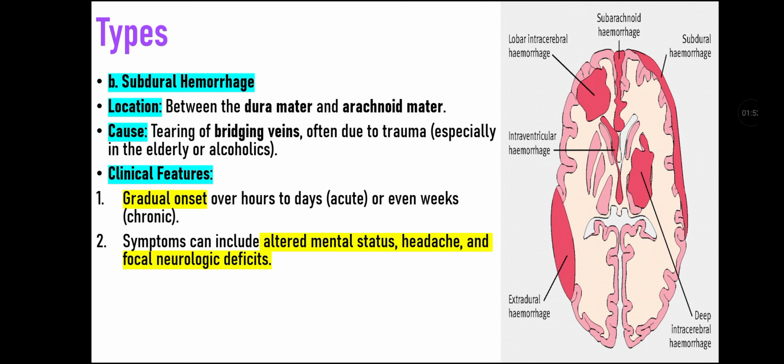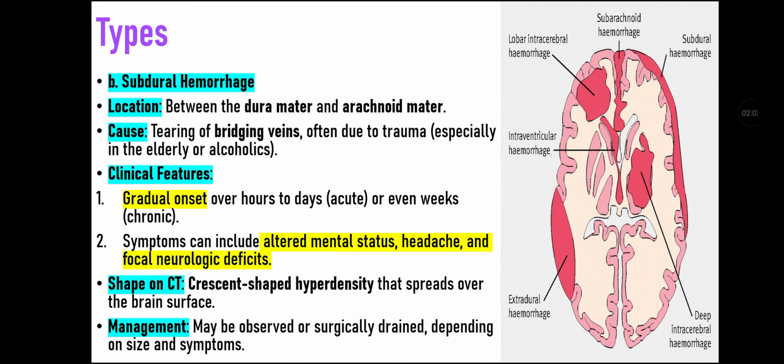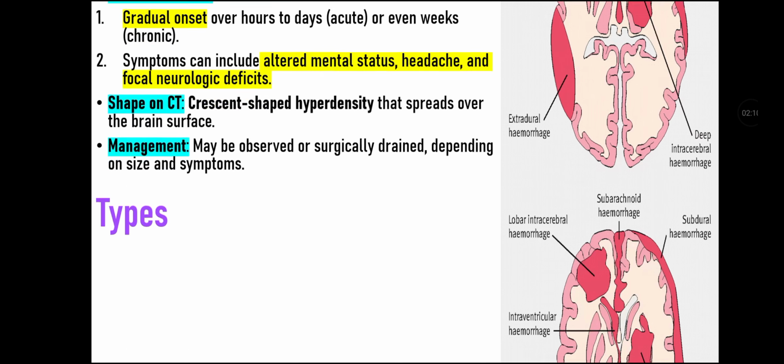The symptoms can include altered mental status, headache, and focal neurological deficit. Shape on CT looks like a crescent-shaped hyperdensity that spreads over the brain's surface. Management is by observation or surgical drainage, depending on the size and symptoms of the subdural hemorrhage.